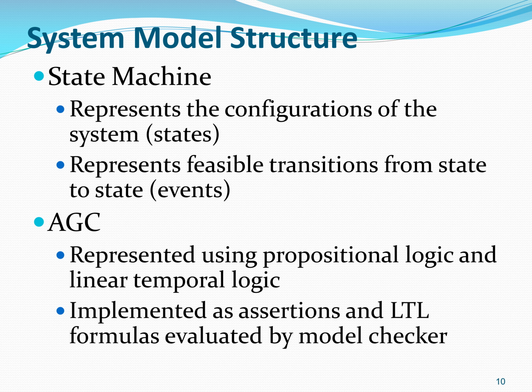The system model consists of state machines and assumed guarantee contracts. A state machine represents the configurations of the systems, and it represents the feasible transitions among the states. Assumed guarantee contracts can be represented using propositional logic and linear temporal logic, depending on the contract. And we're implementing them as assertions and linear temporal logic formulas that are evaluated by a model checker.